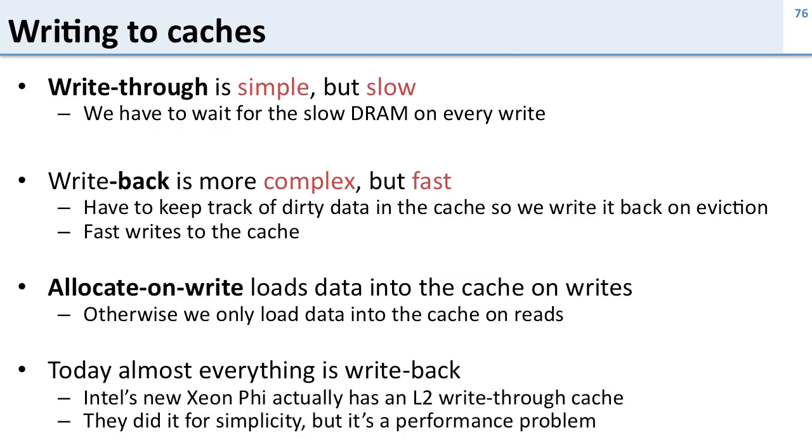There's actually one major exception, and that's Intel's new Xeon Phi. This has an L2 write-through cache, and they did this for simplicity. It has 56 cores, and they wanted to optimize the simplicity of those cores, so write-through is simpler for them. But it's a performance problem, and this is one of the reasons they have a hard time getting performance.